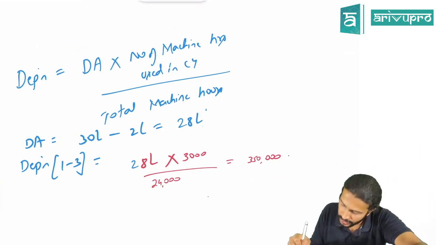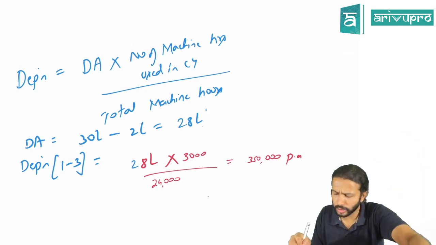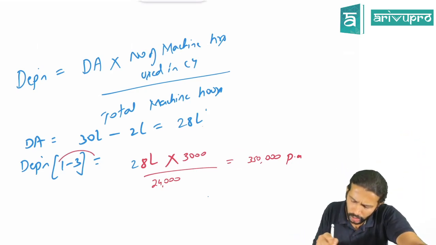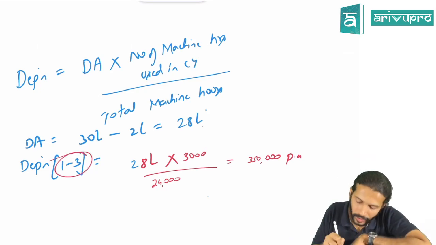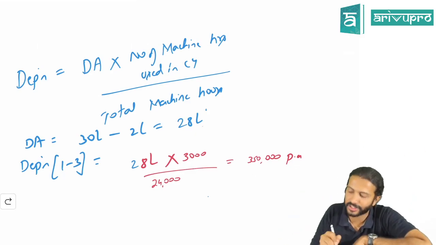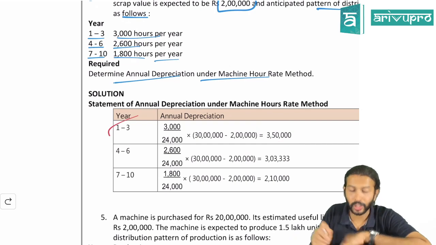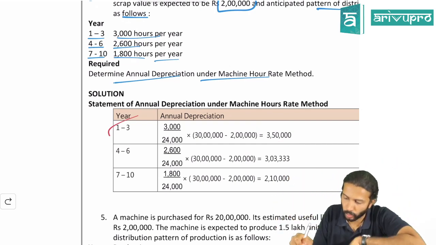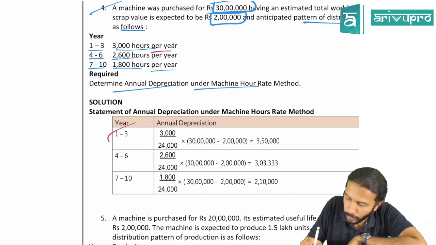First year is 350, for year 2 also 350, for year 3 also 350, because for all the 3 years you'll use 3,000 hours every year. For each year, depreciation is 3,50,000. That's how they've written here. The 350 is not for all the years put together, it is for each year, because they've clearly said per year.